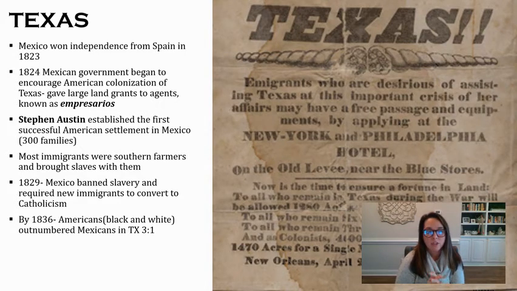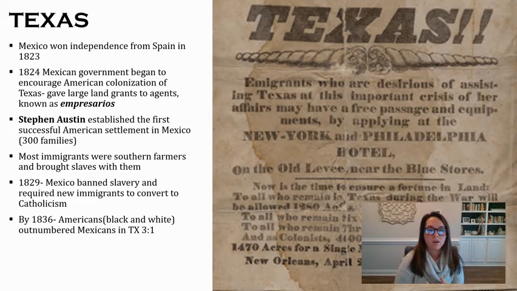In 1829, however, so 5 years later, Mexico decides to pass a law that bans the institution of slavery and also wanted immigrants to convert to Roman Catholicism, okay? Now, a lot of these American immigrants who were living in Northern Texas, and again, they're kind of far away from Mexico City, in most cases, do not follow those rules. They continue to bring in slaves.